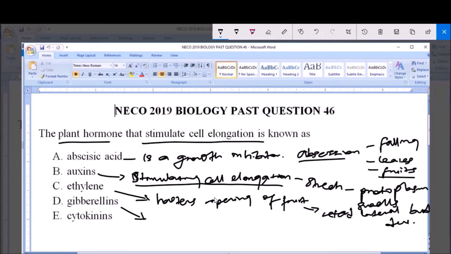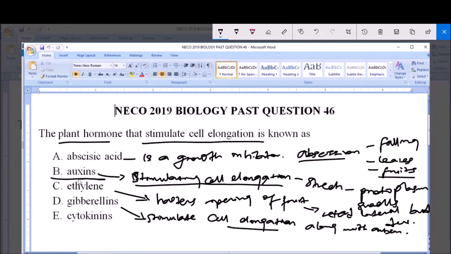Now, gibberellin is also a plant hormone that stimulates cell elongation along with auxin. If you can see, gibberellin and auxin both stimulate cell elongation, but the one most concerned with cell elongation is auxin. Auxin is the most important hormone responsible for cell elongation, because it acts on the cell wall, softening it and making it possible for the protoplasm to swell and increase in amount, thereby leading to stretching of the cell, bringing about the cell elongation. Gibberellin also brings about cell elongation and division, but it is not the most important actually. The hormone that is most concerned with this activity is auxin.